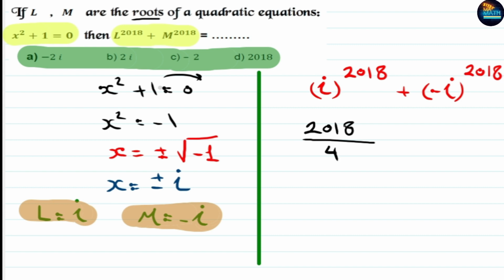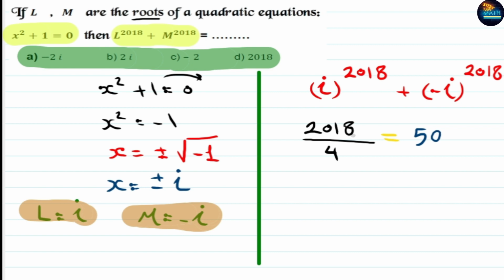If you have a whole number as the answer, that means it's a multiple of 4. But if you have a remainder, just focus on the remainder. All right, let's divide 2018 by 4. 20 divided by 4 is 5, and 1 divided by 4 is 0, because 1 is less than 4.